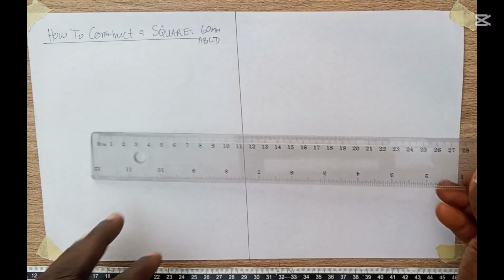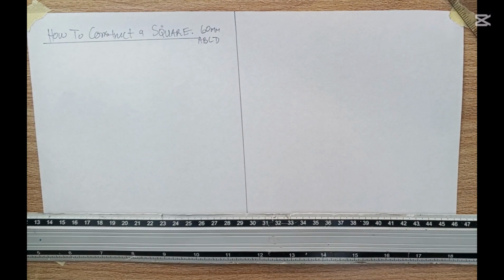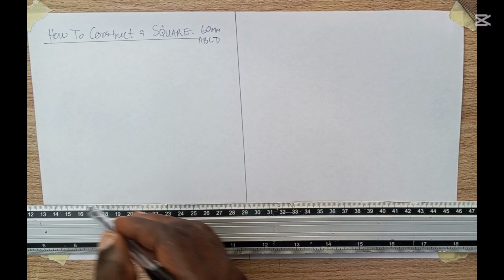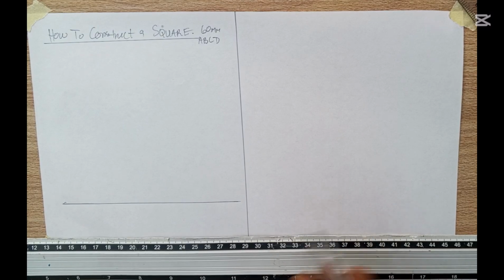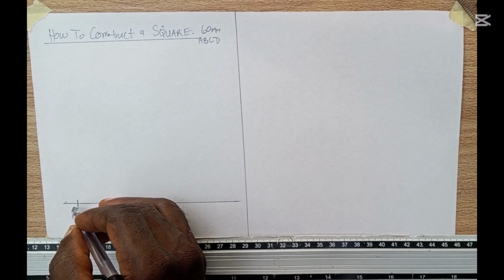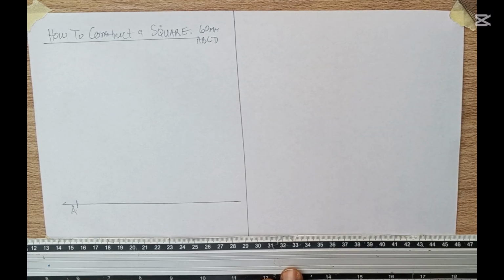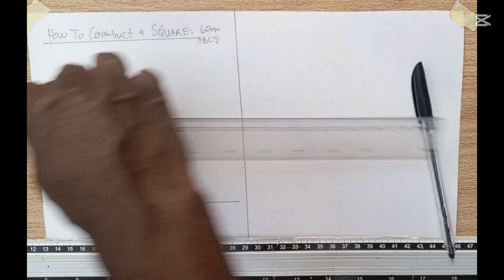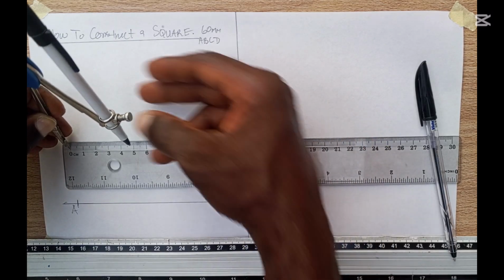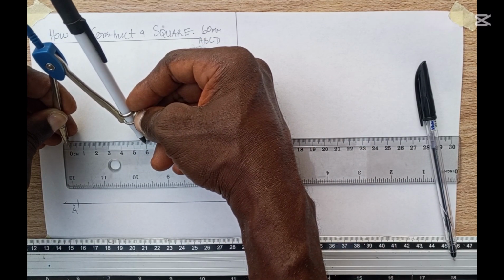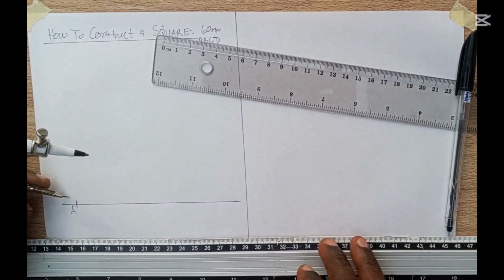So the first thing we're going to do is to draw a horizontal line. Let this be my horizontal line here, not measured at first. Now on my left-hand side, I cut a mark and call it A. I get my ruler and I measure the 60, 0 to number 6 neatly. That's 60 mm. So I put it at A.